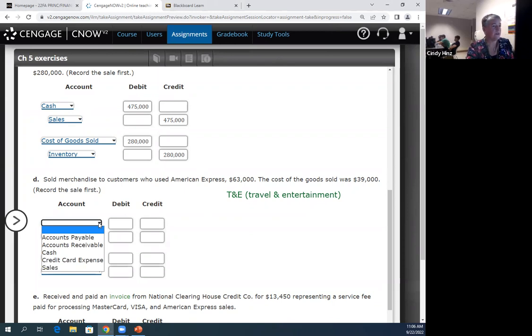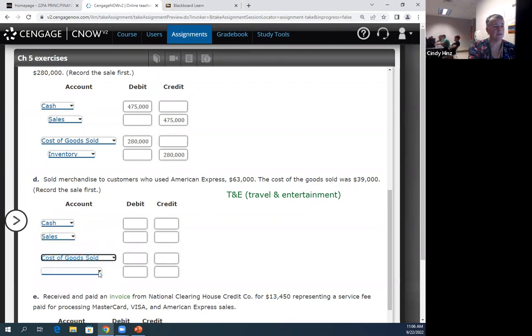And so for the American Express, our entries are going to look very similar, very much the same as what we did in the previous piece, so go ahead and complete that if you have not already. Recording the revenue as a cash sale, knowing that we are going to eventually have to pay the bill for the fees associated with accepting that card. And then reporting the expense, the cost of goods sold, the cost to us of that inventory, and removing it from our inventory account on the balance sheet.